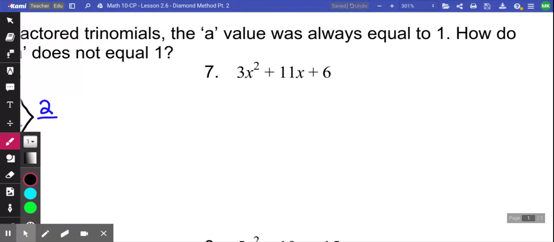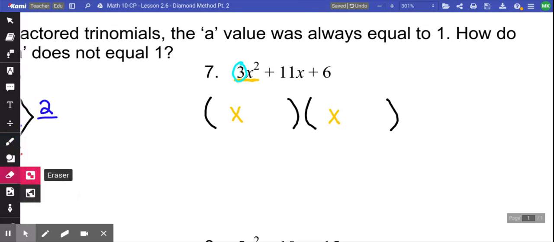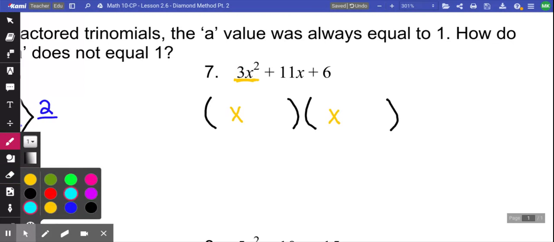So I have to factor a trinomial. I know trinomials always turn into two binomials. Always. I also know that this first term always comes from the first terms of my binomials. The problem is this 3. So that 3 has to be in one of these binomials, but I don't know which binomial. So I put it in both, even though I know that's wrong, right? 3 times 3 is 9x squared, not 3x squared. So I know it's a mistake, but I'm going to fix it later.